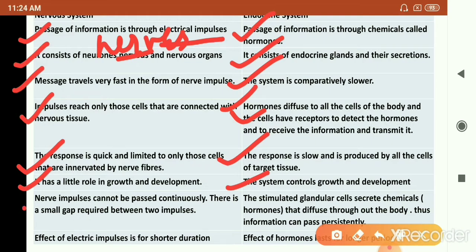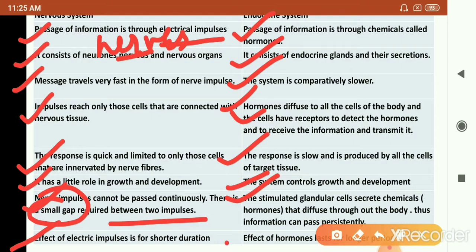The nerve impulses cannot be passed continuously, because after sending one impulse, the entire mechanism has to be reset, and so there will be a small gap which is present between two impulses. But in case of hormonal system, the stimulated glands will secrete hormones that will diffuse throughout the body, and thus the information can pass persistently. Okay, now the effect of the electric impulses is of shorter duration. But in case of hormonal system, the effect of hormones will be prolonged.